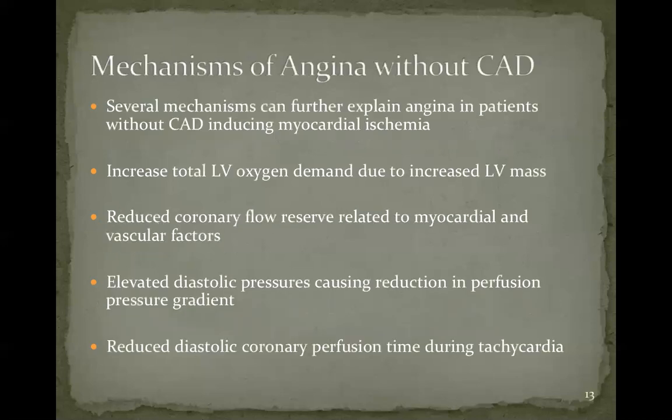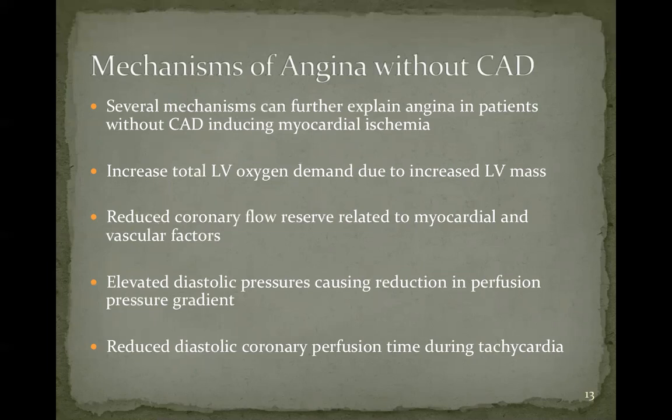So it's interesting that you'd think, how can patients have angina but not have coronary artery disease? There are 4 real mechanisms that possibly can explain angina in patients without coronary artery disease that cause myocardial ischemia. One is an increased total LV oxygen demand due to the increased LV mass from aortic stenosis. Another is a reduced coronary flow reserve that is related to myocardial and vascular factors.